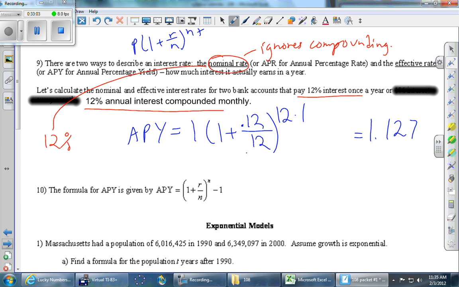Okay, so then how do we fix it? Well, we're going to subtract 1 just like we subtracted 1 with the baseball example. So I'm going to put a subtract 1 in the formula over there as well. So the actual interest that we get here is 0.127 or 12.7%. That is the effective interest rate, 12.7%. On the surface, it looks like 12%. And by virtue of getting it monthly, it's really 12.7%.